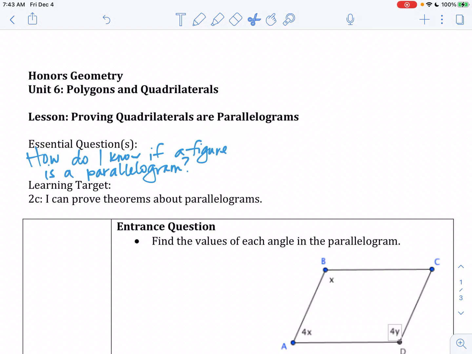Hi, Honors Geometry people. Today we're going to take a look at how to prove quadrilaterals are parallelograms. And that's going to go along with our essential question, how do I know if a figure is a parallelogram?